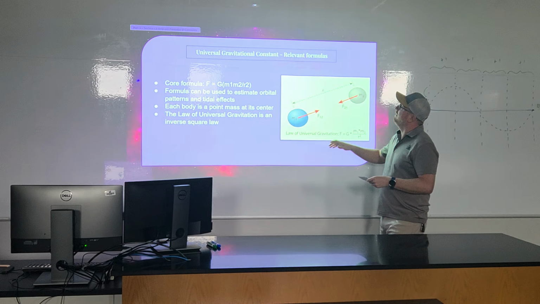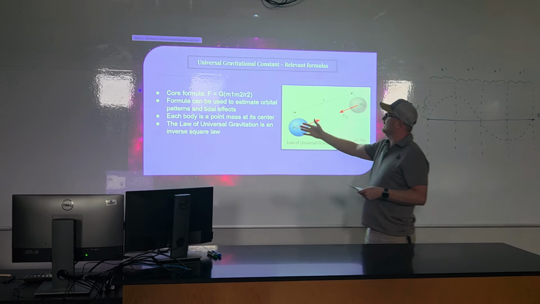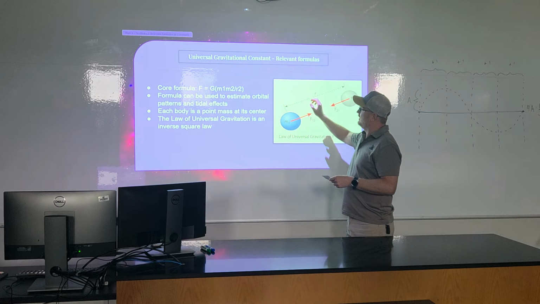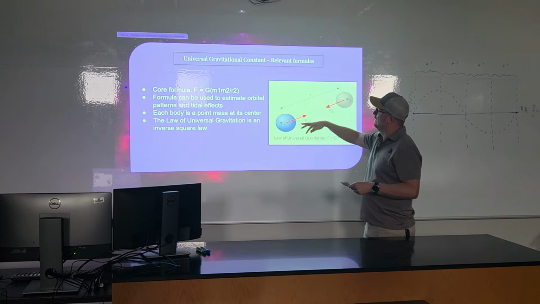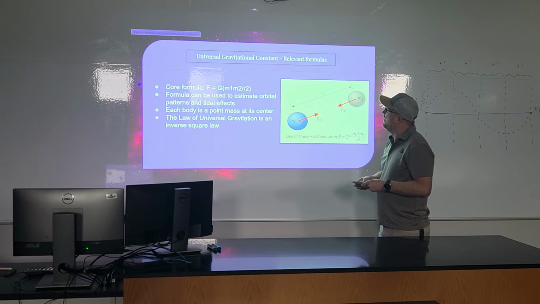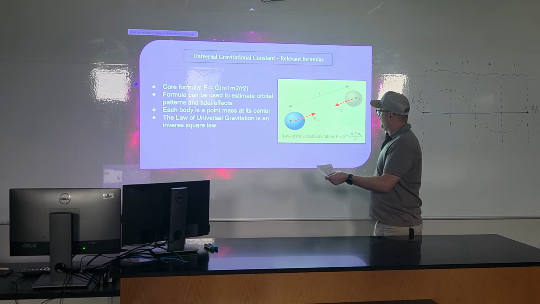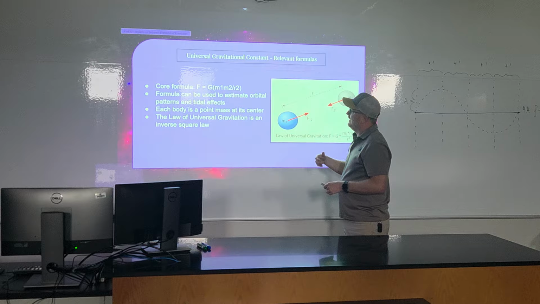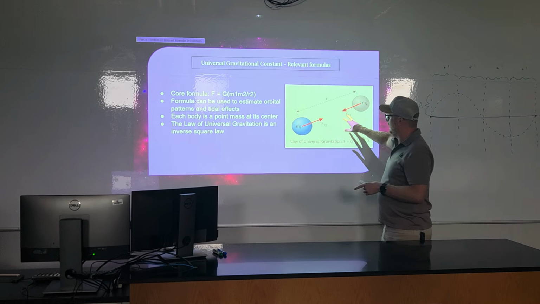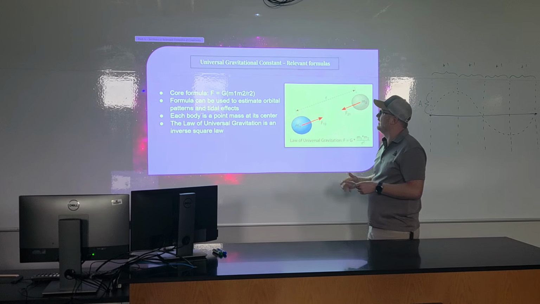On this slide we have the universal gravitational constant and the relevant formulas that apply. Our core formula is force equals big G times mass 1 times mass 2 divided by radius squared. Essentially, there are two center points in any mass and they're attracted to each other, so you multiply the masses and divide by the radius squared, and that will give you the force.